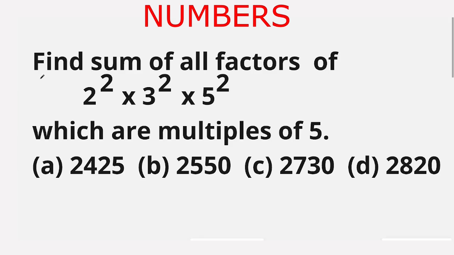Our question is, find the sum of all factors of 2 to the power 2 multiplied by 3 to the power 2 multiplied by 5 to the power 2, which are multiples of 5.